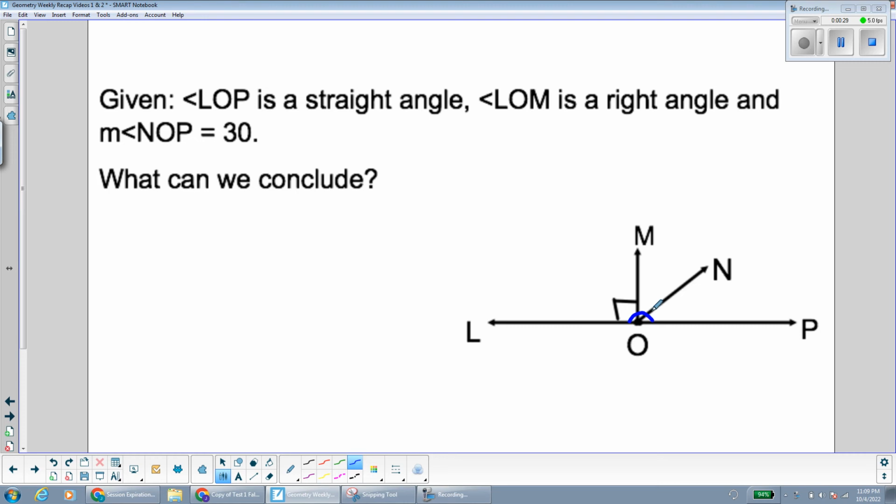We're told angle LOM is a right angle, and that's already marked for us with the box. And we're told that the measure of angle NOP is 30 degrees. Let's think about other conclusions that we can draw. Well, if we know that angle LOM is a right angle, MOP also needs to be a right angle.